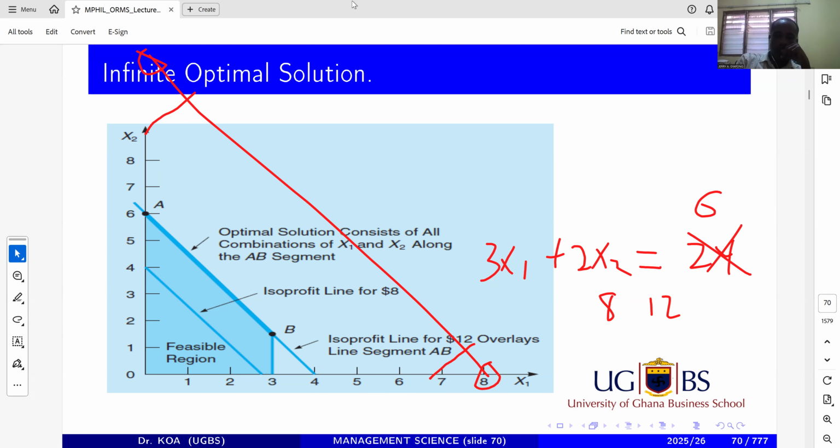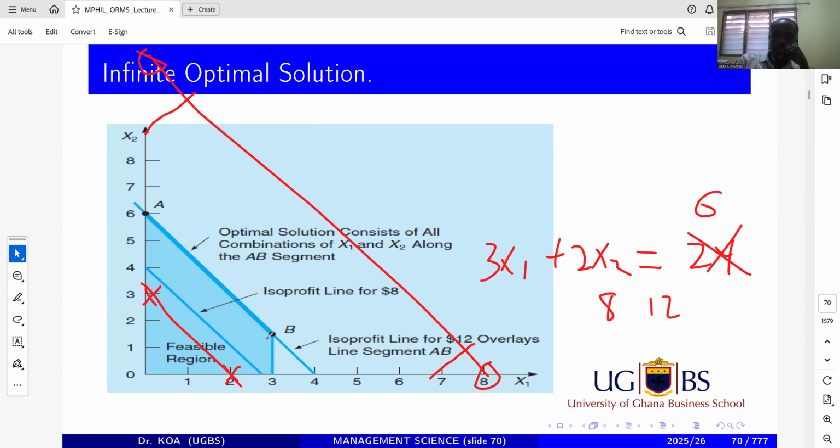6. Okay. So if you make it like 6, if x2 is 0, x1 is what? 2. So now we are here. And if x1 is 0, x2 is what? 3. So now we are here. When you join these two, you can see once again, this line is parallel to the constraint line here. This is an isoprofit line. And this very one, when it went too high, is also parallel to the constraint line.